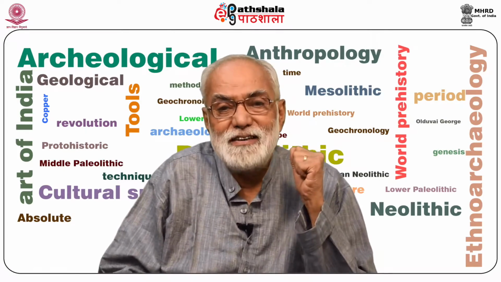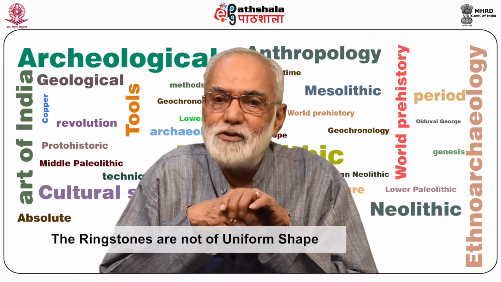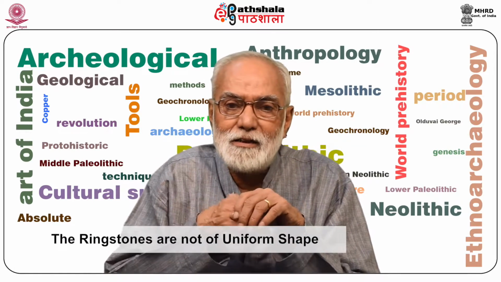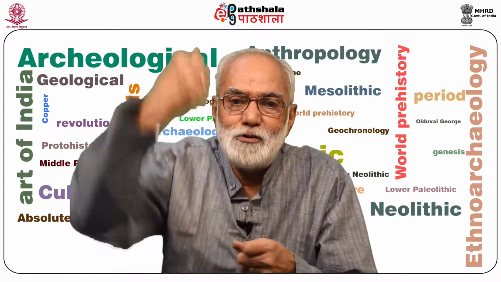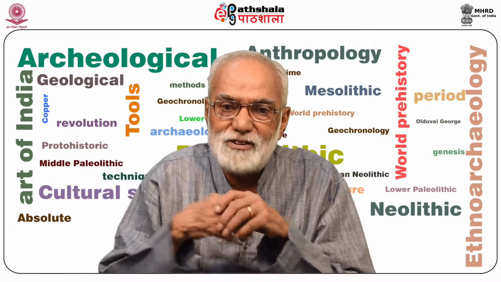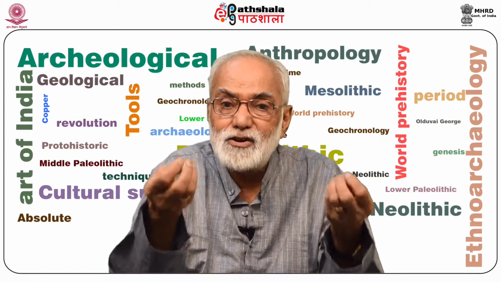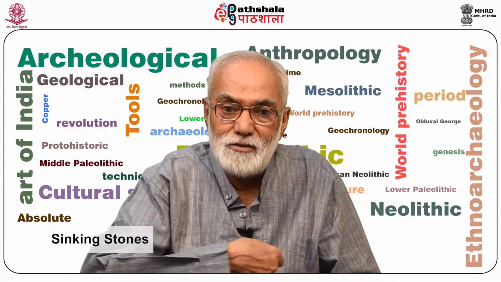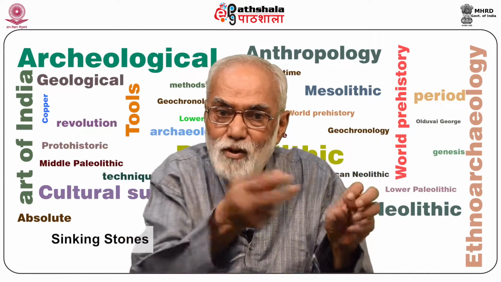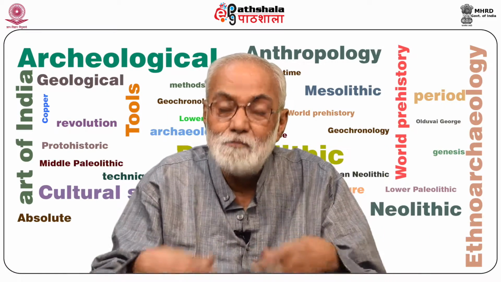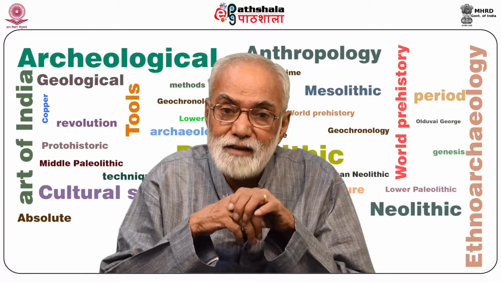But the interesting point is that these ring stones, they're called ring stones, are not of uniform shape. You go to eastern India, many of the ring stones become as small as this. Small ring stones could have been used for harvesting material. It was used possibly as sinking stones in a net. If you are using a net for fishing, you require small stones to make the net sink down, and it is argued that those small ring stones are used as sinkers in nets.